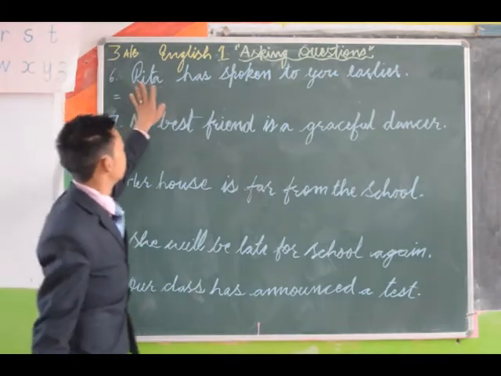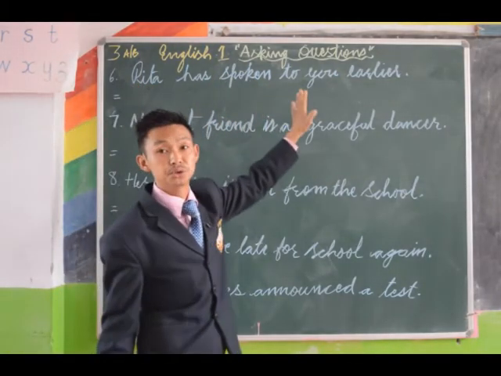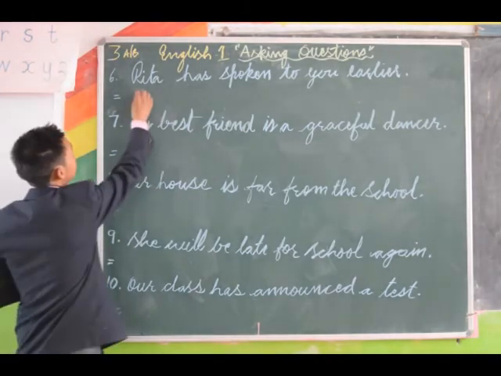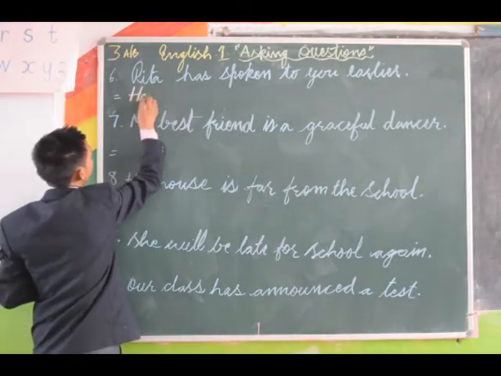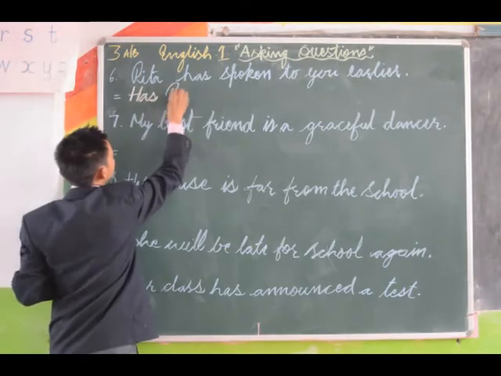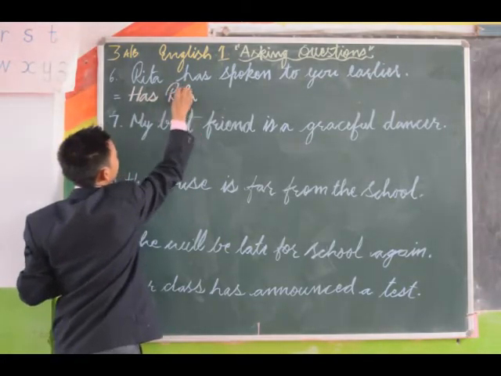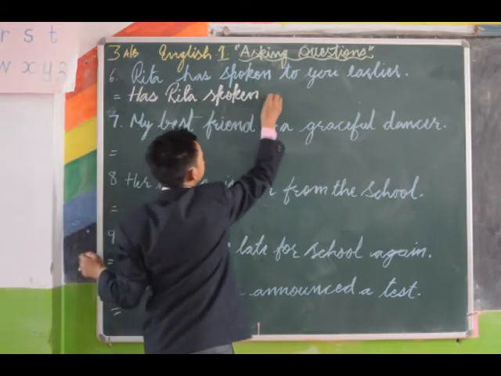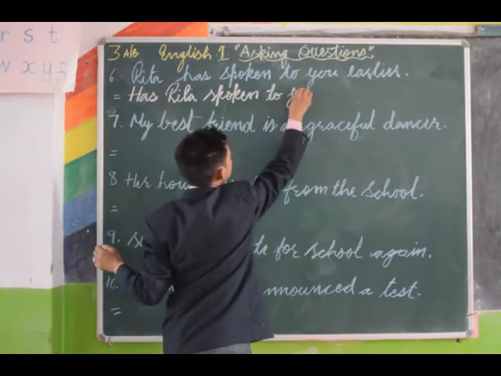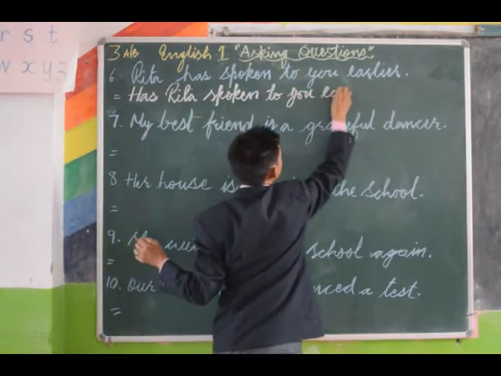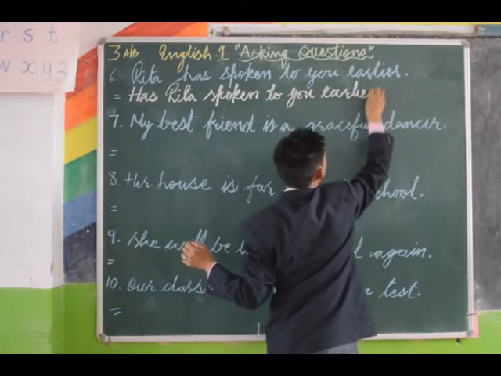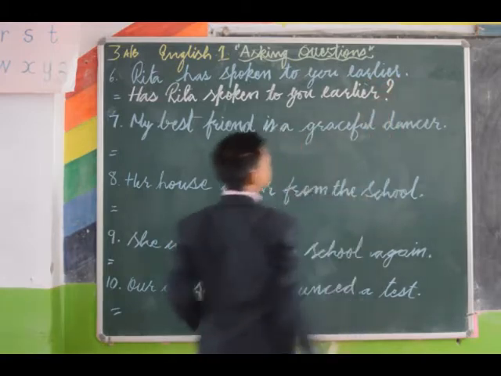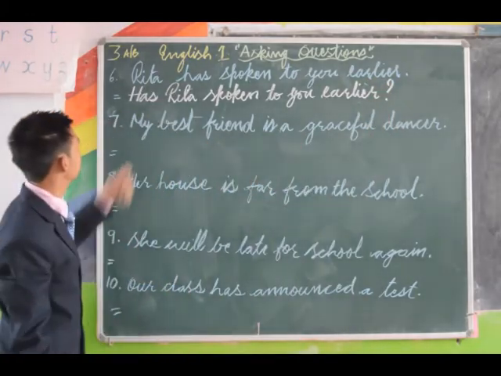Number 6, Rita has spoken to you earlier. So if we frame this question, it becomes this way. Has Rita spoken to you earlier? Then question mark.